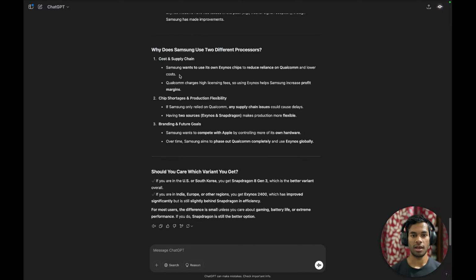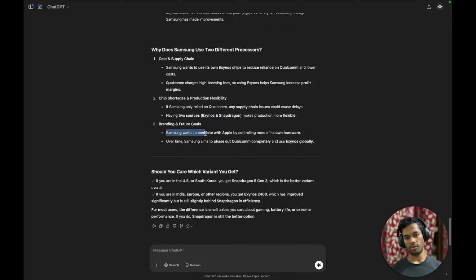So why does Samsung do this? Cost and supply. Samsung wants to use its own Exynos chips to reduce reliance on Qualcomm and lower costs. Qualcomm charges high license fees, so using Exynos helps Samsung increase profit margins. Chip shortages and production flexibility: if Samsung only relied on Qualcomm, any supply chain issue could cause delays. Having two sources, Exynos and Snapdragon, makes production more flexible.